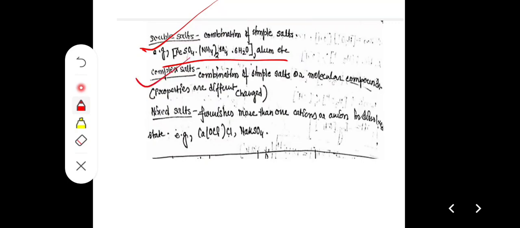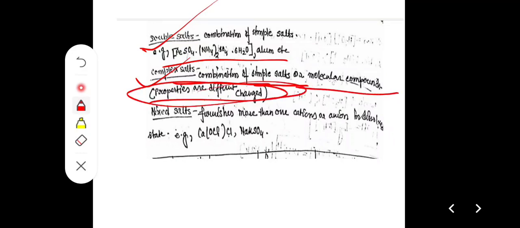Complex salt is a combination of simple salts or molecular compounds, but the properties are changed. That is termed a complex salt.